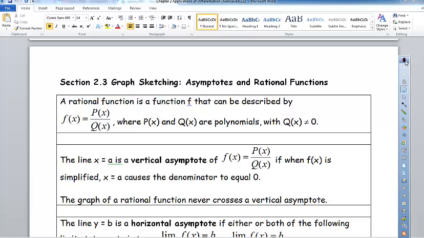So we'll say the line x equals a is a vertical asymptote of f of x equals p of x over q of x if, when f of x is simplified, x equals a causes the denominator to equal 0. Okay, don't forget, we don't just set the denominator equal to 0, but first we simplify the entire rational function, and then we set it equal to 0. The graph of a rational function never crosses a vertical asymptote.